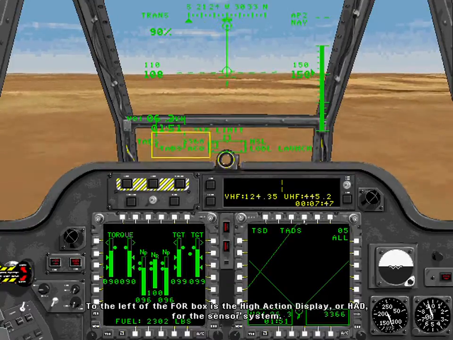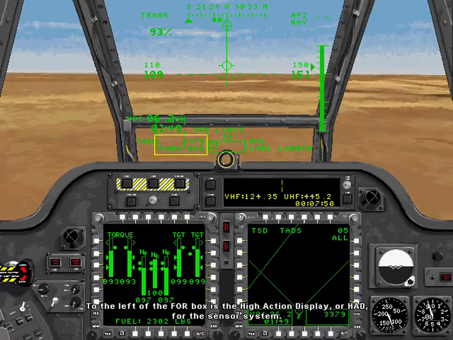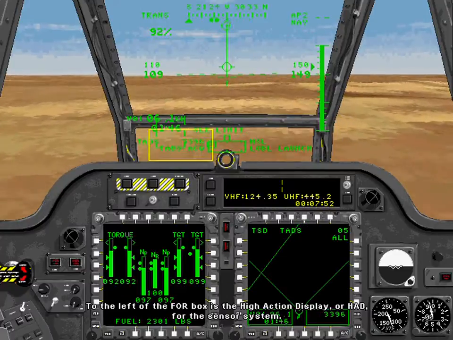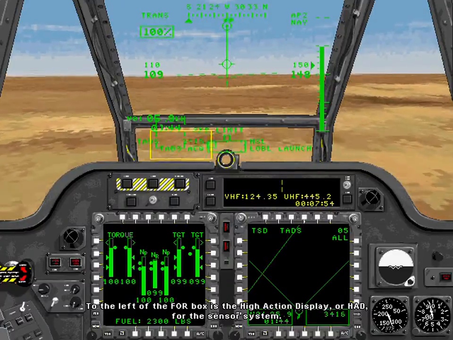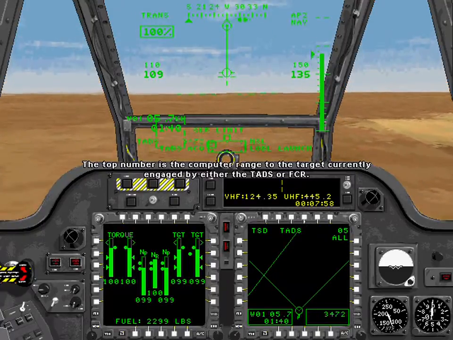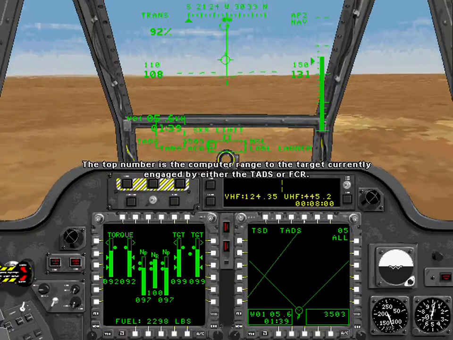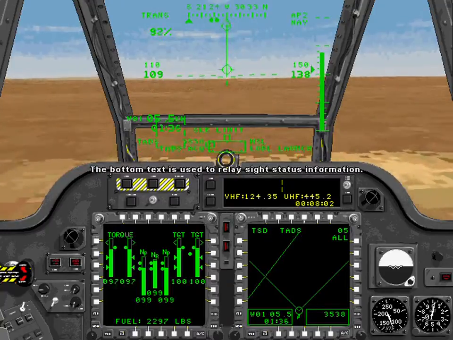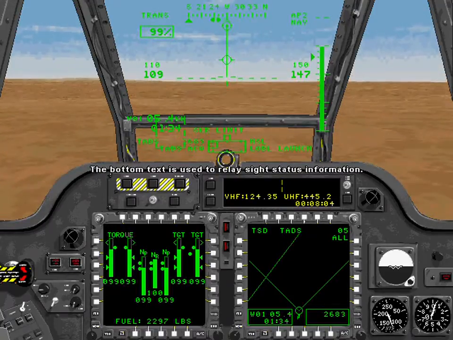To the left of the FOR box is the high action display, or HAD, for the sensor system. The top number is the computer range to the target currently engaged by either the TADS or FCR. The bottom text is used to relay sight status information.